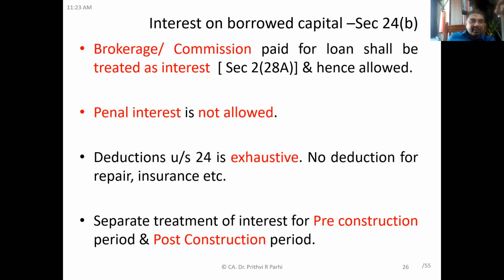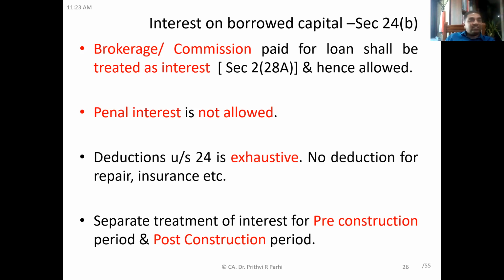Okay, so friends, try to remember that the deductions under section 24 are exhaustive. That means no other deduction beyond this is allowed, like deduction for repair, insurance, etc. are not allowed, because deductions are given as 30% flat plus interest on borrowed capital.